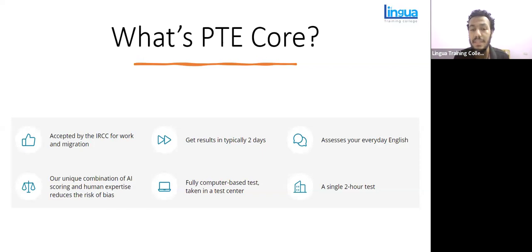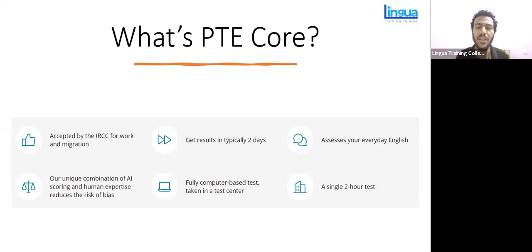PTE Core assesses your general English, your everyday language, on 4 skills: listening, speaking, reading, and writing, and it is computer-based, not paper-based. None of the PTE exams is paper-based; it's only computer-based. But there are some options. For PTE Academic, for example, you can take it at home online or at a test center. But for PTE Core, the only option is in an exam center.